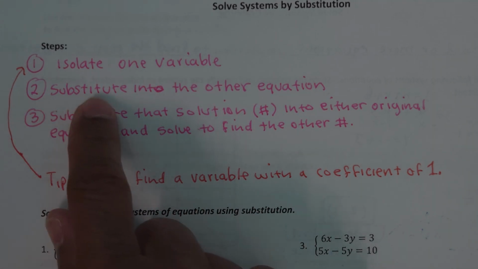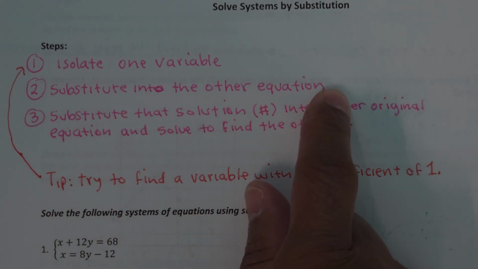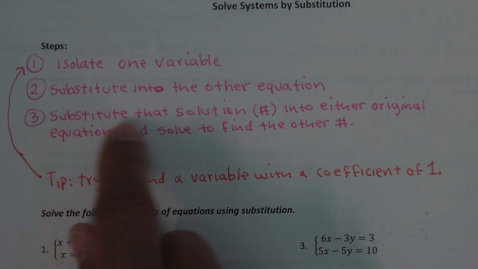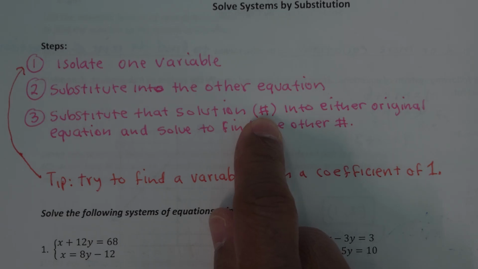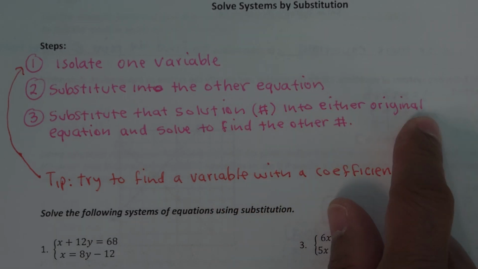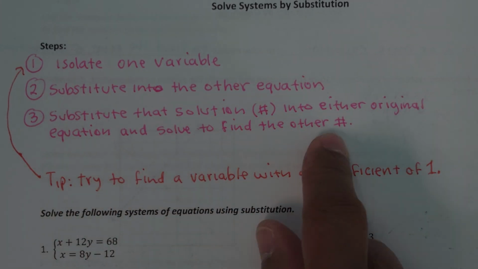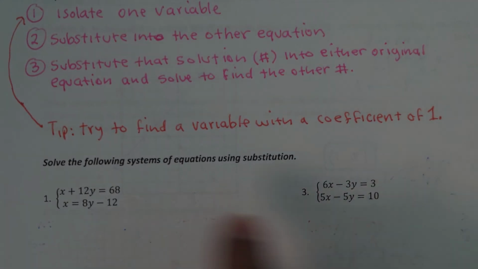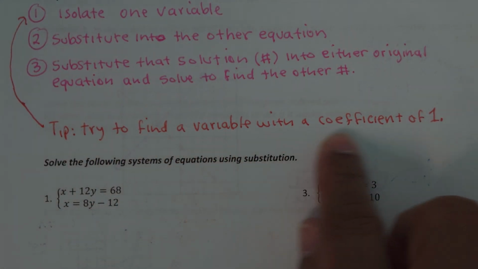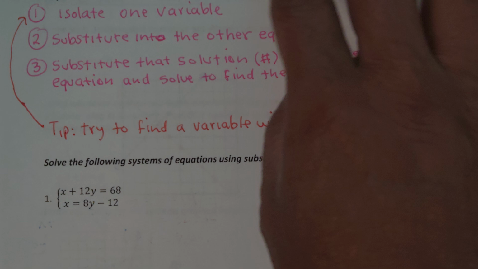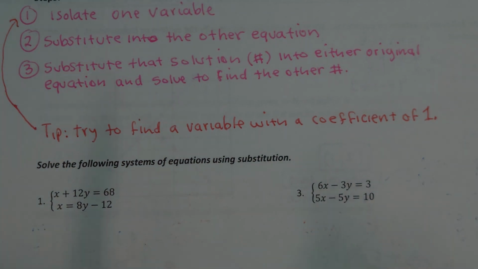equation, then step number 2, substitute into the other equation, and then step number 3, substitute that solution, which is going to be a number, into either original equation, and then solve to find the other number. So the tip is you're going to try to find a variable with a coefficient of 1. Okay, so I'll explain what all of this means when I go over the next 3 examples.